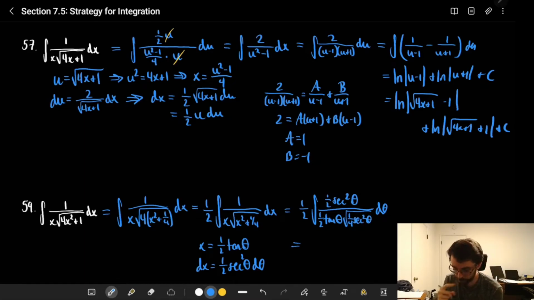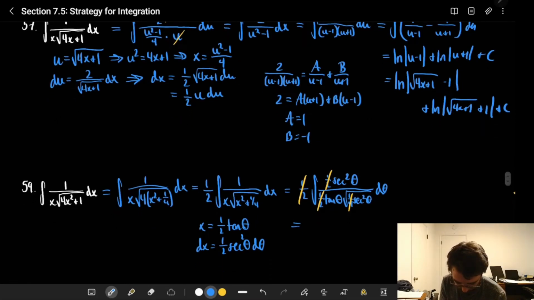But that works out nicely, right? Square root of a 4th is 1/2. Square root of secant squared is secant. These halves cancel at the very least. And actually, I guess I could say this half and that 1/4 is really a half in the denominator. So I guess all the constants cancel. And you're left with something like this.